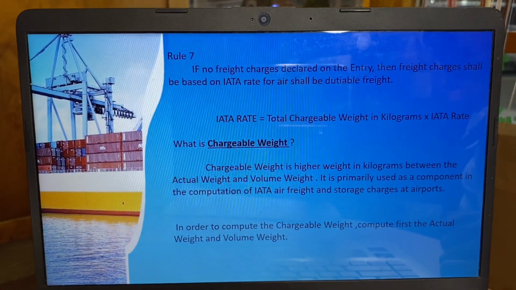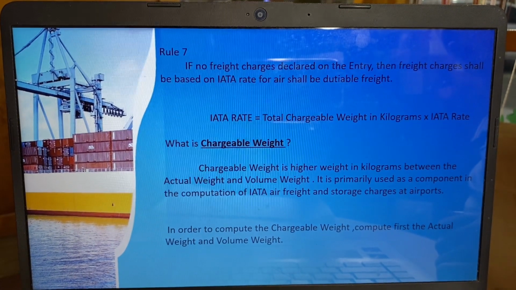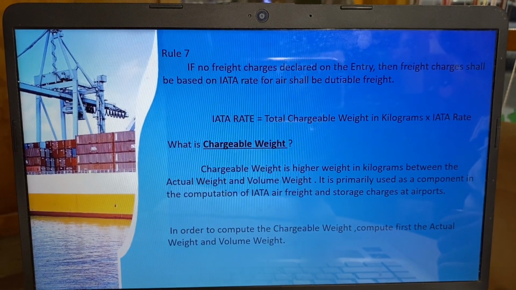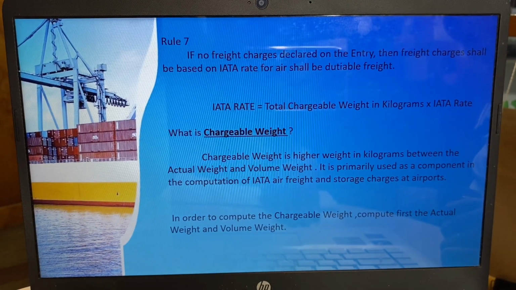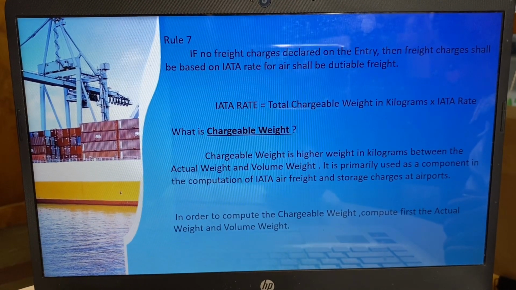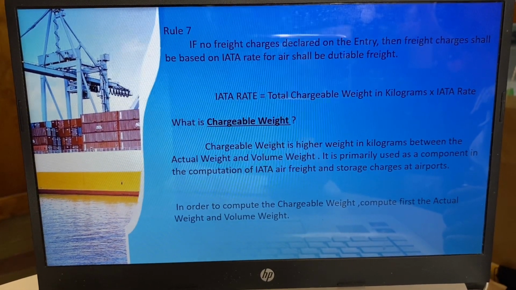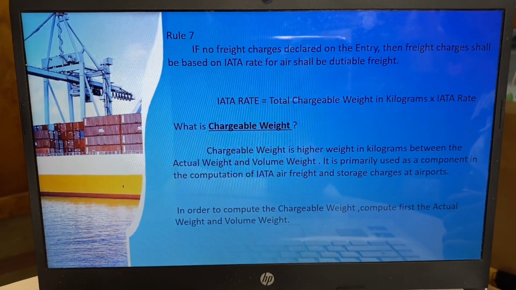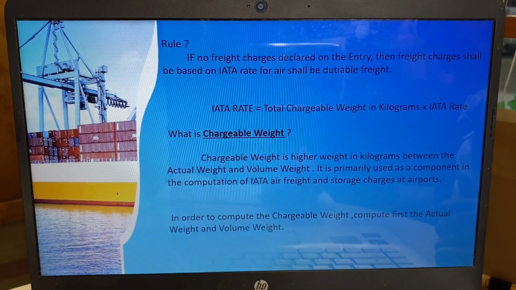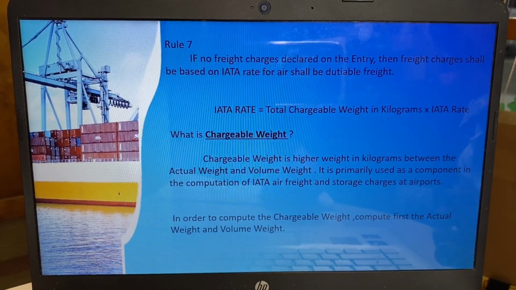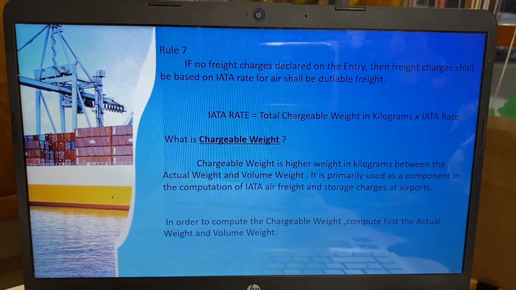So rule number 7. If no freight charges declared on the entry, the freight charges shall be based on the IATA rate for air shipping the dutiable freight. So rule number 7, IATA rate, its formula would be total chargeable weight in kilograms times the IATA rate. So basin mo katana mo, kaya naaman to total weight in kilograms, and naaman na total chargeable weight in kilograms.